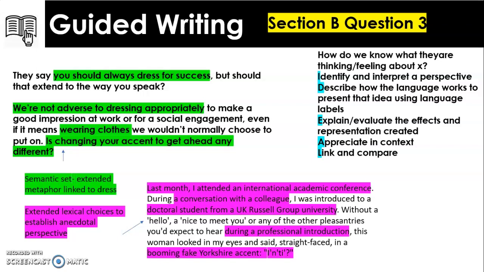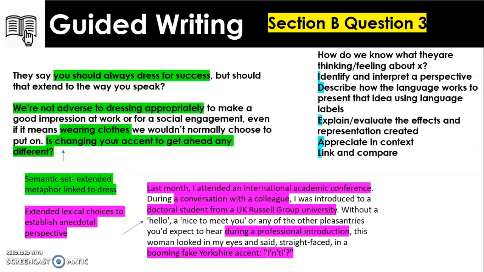Okay. We've got "we're", so a change here. We've got a pronoun shift here. "We're not averse to dressing appropriately", but we've got the verb "dressing" here to extend that metaphor. Now, "averse" is an interesting word choice. "We're not averse to dressing appropriately." Averse means to be against something.